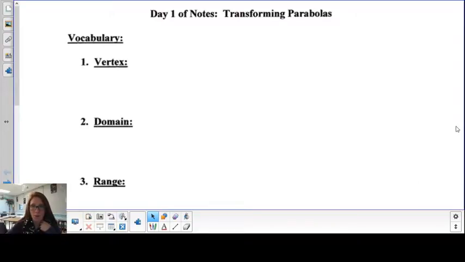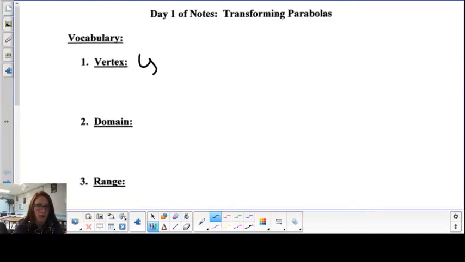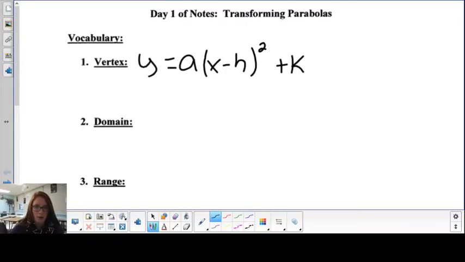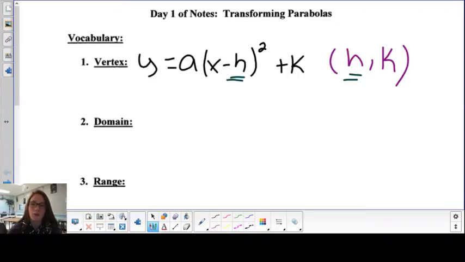Alright guys, today we're going to talk about transforming our parabolas. Before we get started, we're going to fill out this little vocab sheet. The vertex, when I say vertex, I'm talking about the vertex in my form. I have the equation y is equal to a times x minus h squared plus k, and my vertex in that equation is h comma k. If you notice, it's the opposite sign than what's in your equation.